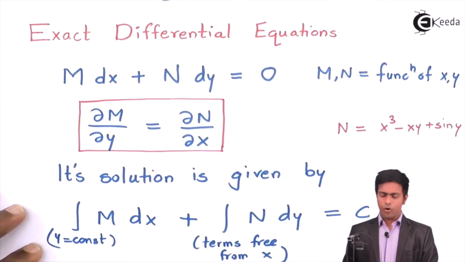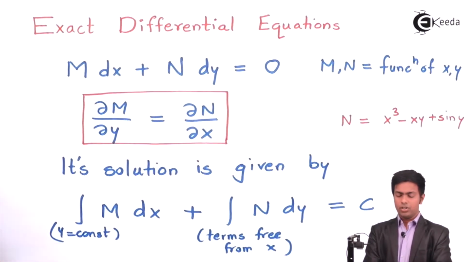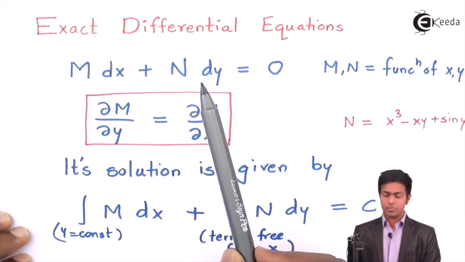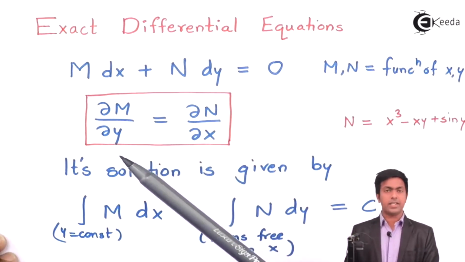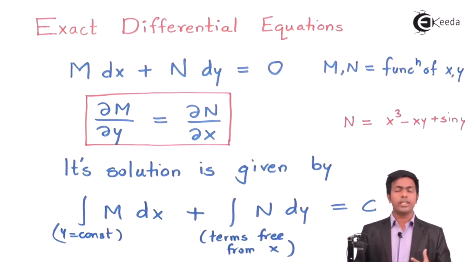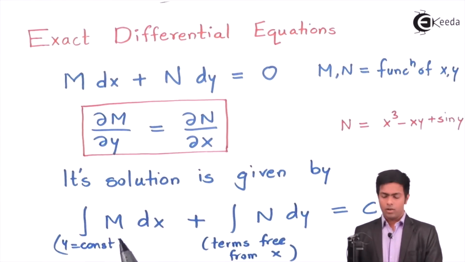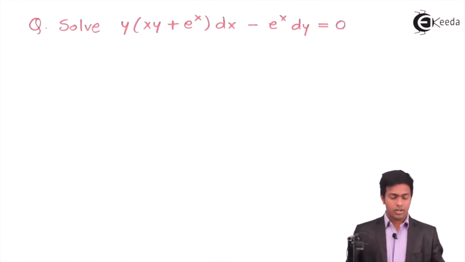Here the form of the exact differential equation is given. According to this, if the equation is in the form M dx plus N dy equal to 0, and if the value of dou M by dou y is equal to dou N by dou x, then we say the equation is exact, and then we use this formula to get the solution of the differential equation. So first of all we need to check whether dou M by dou y is equal to dou N by dou x or not.